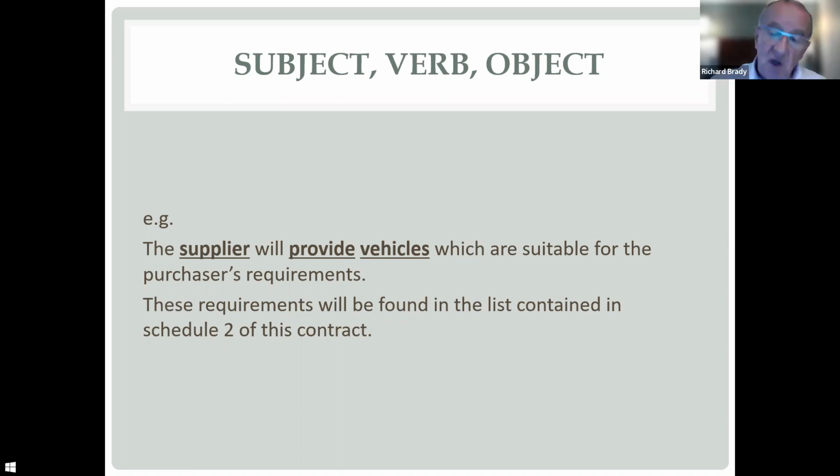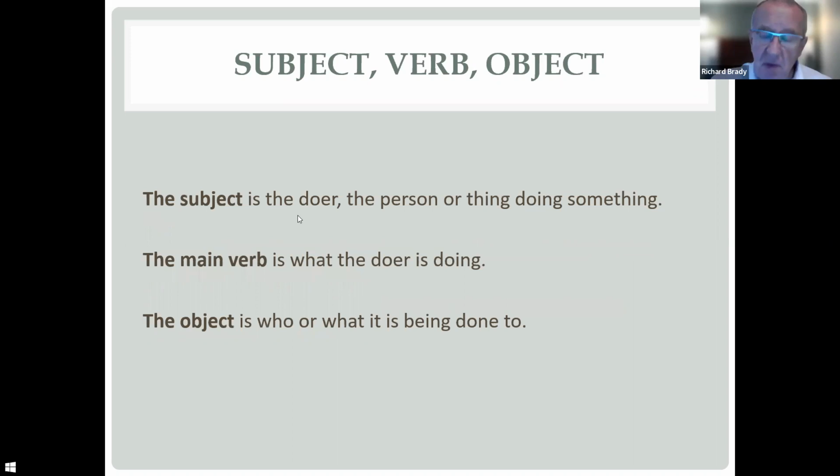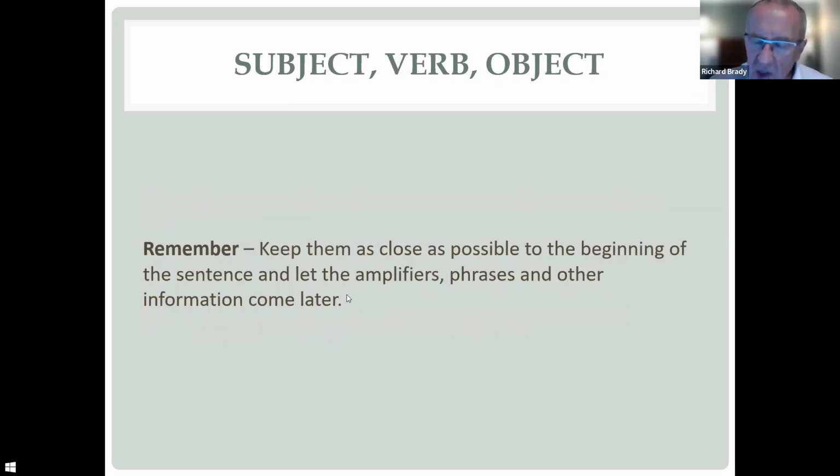So even when we're drafting contracts, it's better to use the subject verb of the active voice rather than the passive voice. So remember, the subject is the thing or person doing something. The main verb is what they're doing, and the object is who or what they're doing it to, or who or what is affected by it. Keep them as close together as possible and keep them at the beginning of the sentence. Let all the other information come later.